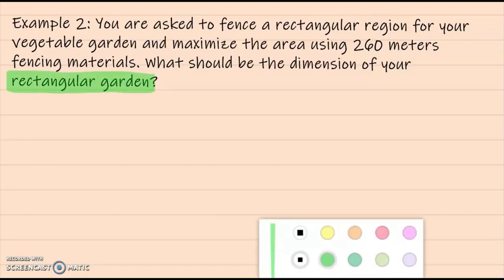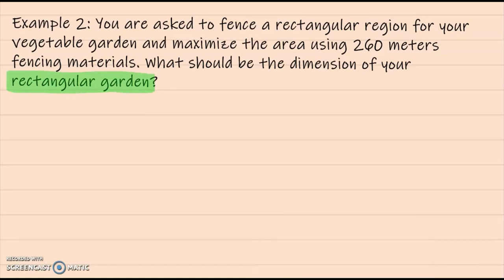Meaning to say, it will be better if we are going to visualize the garden. So let's say that this is our rectangular garden. Let this side be x and then y, and of course this is x and this is y. There are two formulas that are needed to solve the problem: the formula for finding the area and the formula for finding the perimeter of a rectangle.